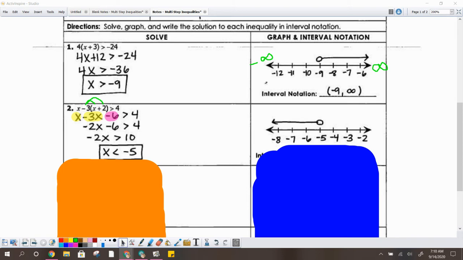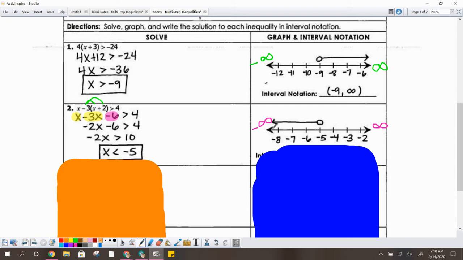So for interval notation, since we have our arrow over here, our smallest part of our graph this time is actually going to be the negative infinity. Okay, because we're pointing towards our negative infinity, not our infinity. If it helps, I would definitely add negative infinity and infinity on your number lines, just to make sure that you're remembering that you need to be including that in your interval notation.